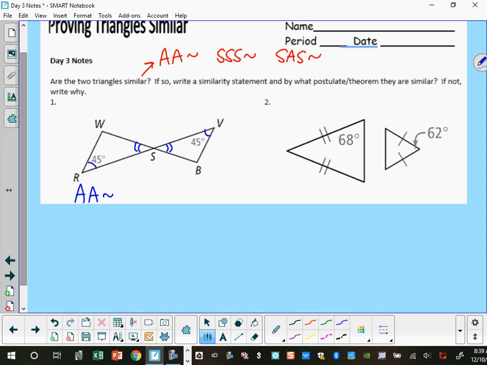Okay, we're not done yet. We're going to practice our similarity statements. Let's say that triangle RWS is similar to what triangle? What did you say, Max? CBS. Good.